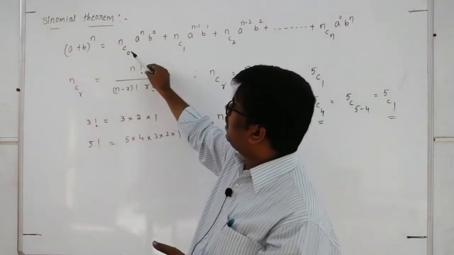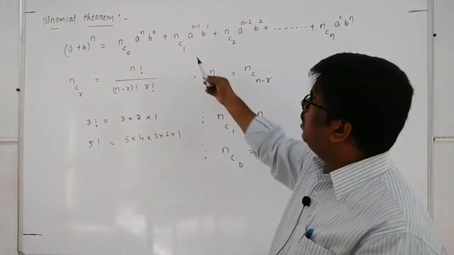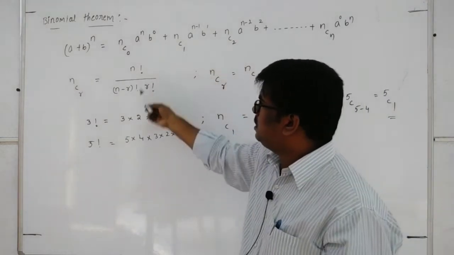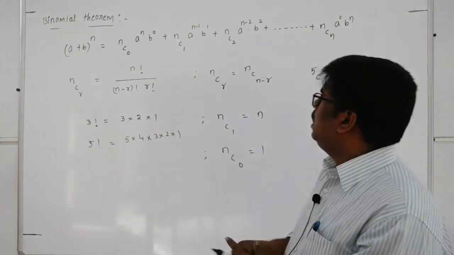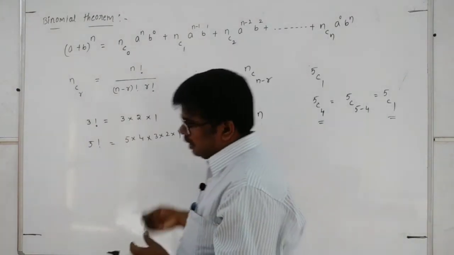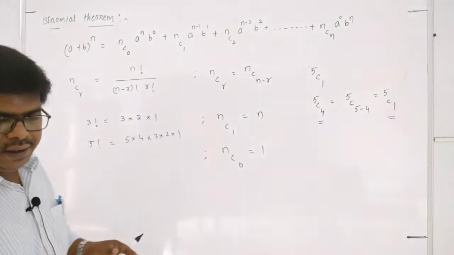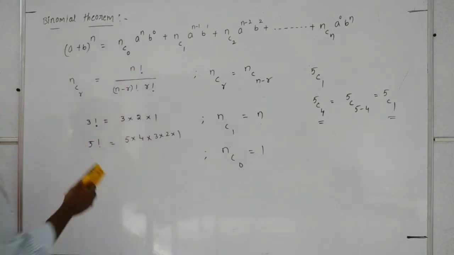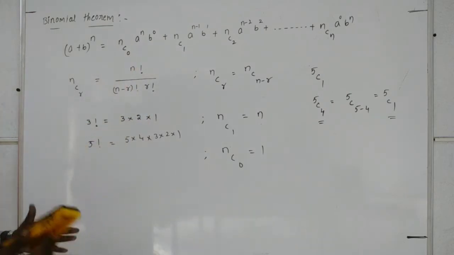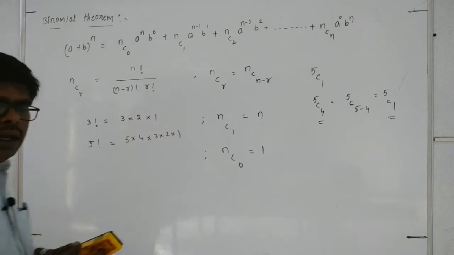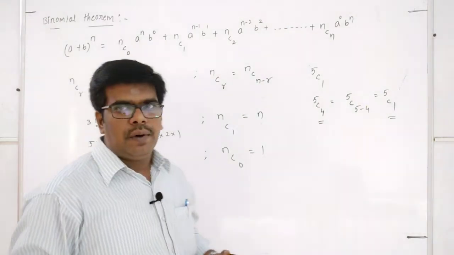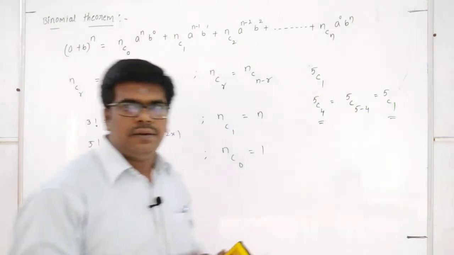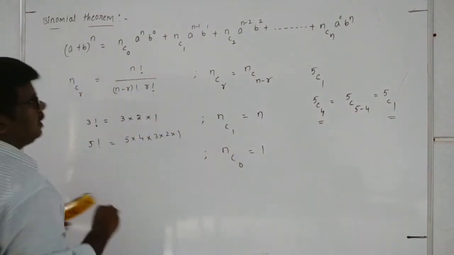So (a plus b) whole power n means nC0 a power n and b power 0, like this. This expansion we have to observe. And NCR you know how to write. Now in general, if you take the formula like this, using this also you can simplify it. Suppose sometimes you do not remember what (a plus b) whole power 4 or (a plus b) whole cube is. If you suddenly forget these formulas also, we are able to get them from this expansion.